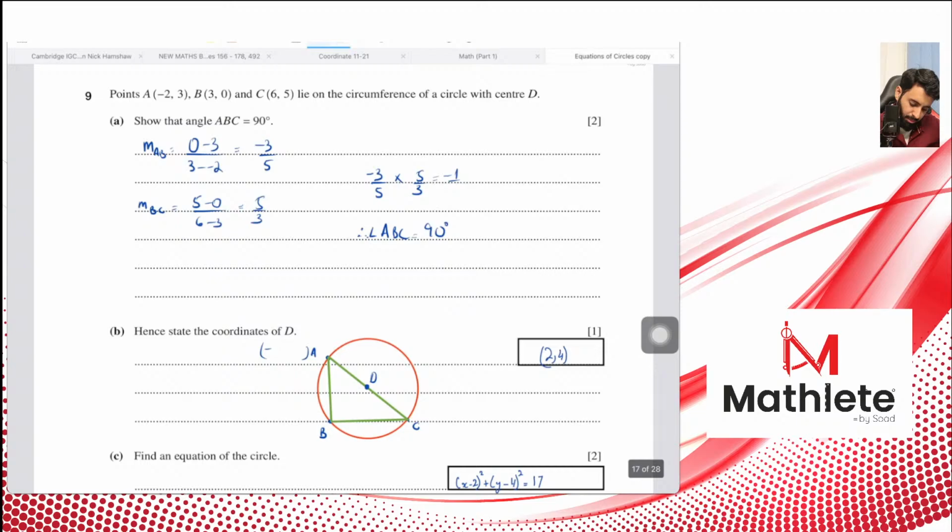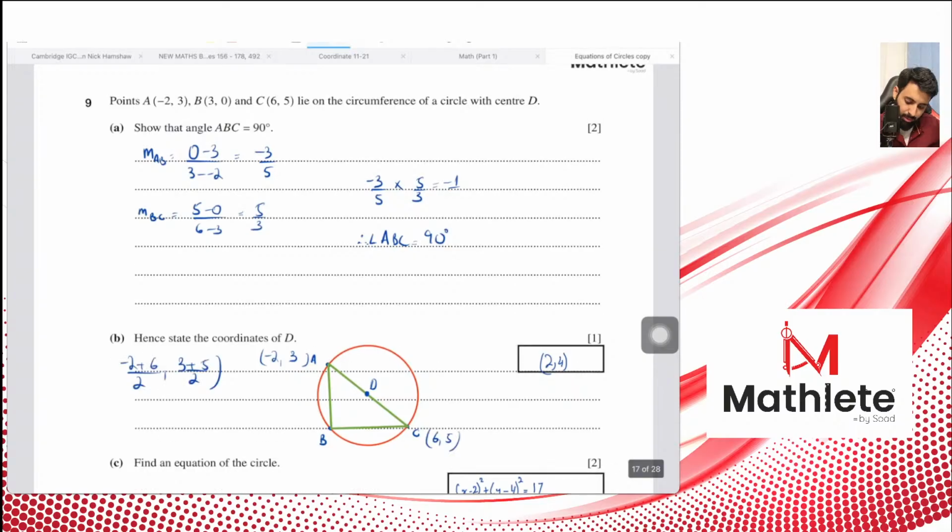Minus 2 plus 6 upon 2 and 3 plus 5 upon 2. So minus 2 plus 6 is 4, 4 upon 2 is 2, 3 plus 5 is 8, 8 upon 2 is 4. And there you go. Now we have the coordinates of D.